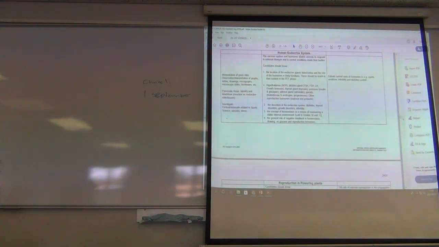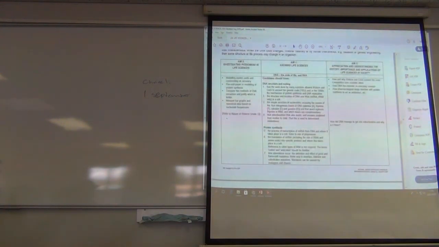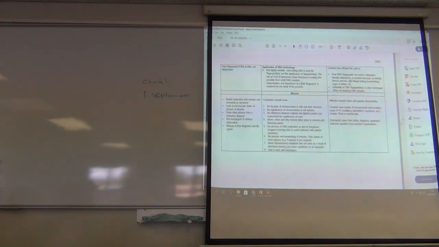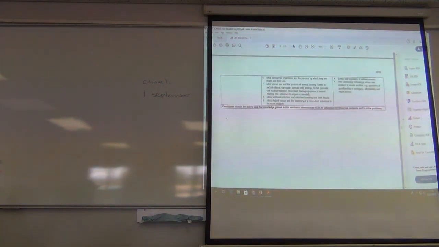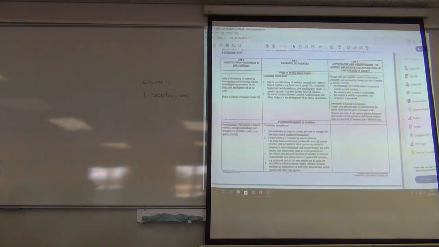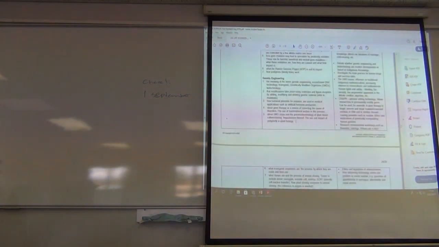So this was what paper two was this year. Okay, all of this stuff: human reproduction, diversity of reproductive strategies, reproduction in flowering plants and human endocrine. In 2020, that's paper two. But you're going to have a different paper two next year. So the third section then is DNA and RNA and protein synthesis and meiosis and genetics and genetic engineering. And then the fourth section is evolution.